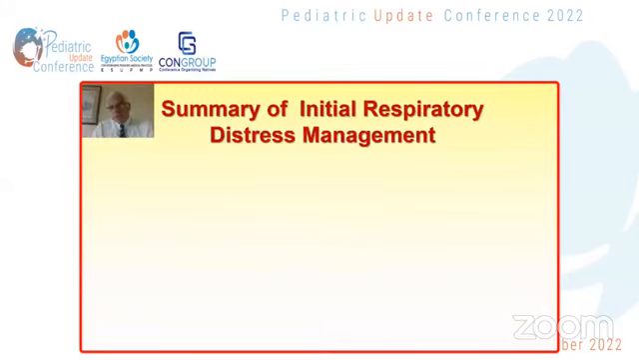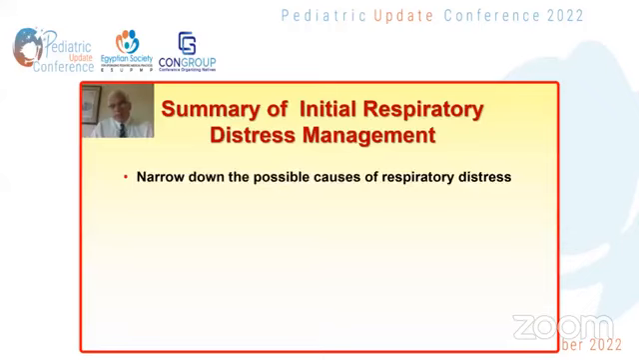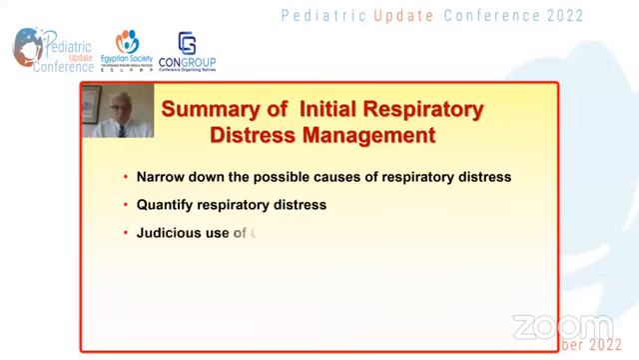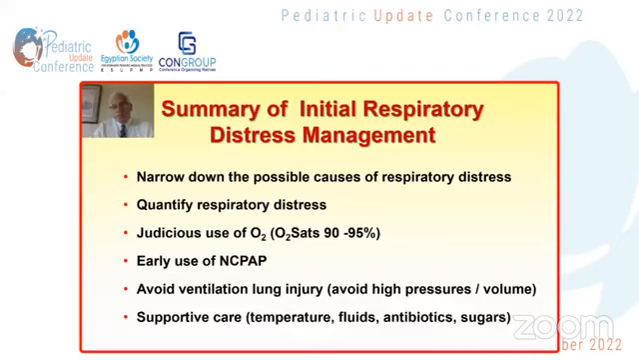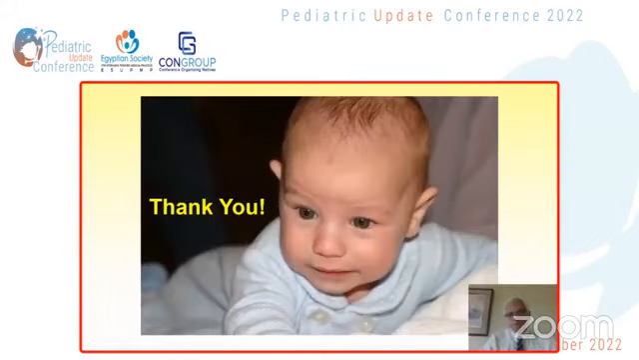So in summary of the initial respiratory distress management, first of all, narrow down the possible causes of respiratory distress using the different algorithms that I gave you before. Quantify respiratory distress by using the scoring system. Use oxygen judiciously. Don't give too much, don't give too little. Try to maintain the pre-ductal SATs between 90 and 95%. Always try to use nasal CPAP early. Avoid ventilator lung injury, especially if you are intubated, by avoiding high pressures. And supportive care, don't forget temperature, fluids, antibiotics, and so on. Thank you very much.